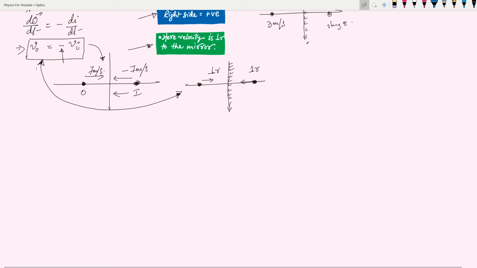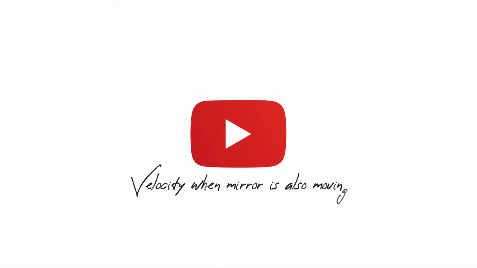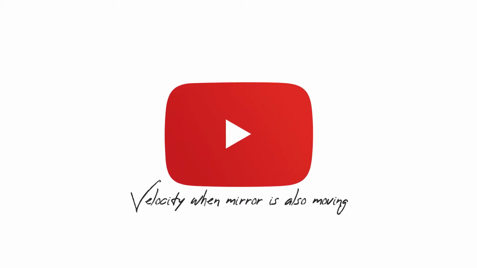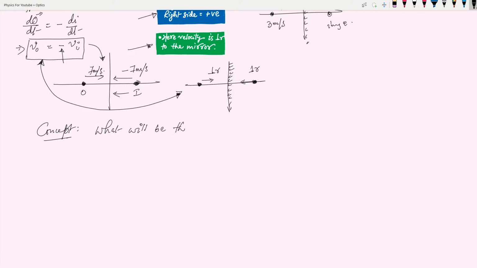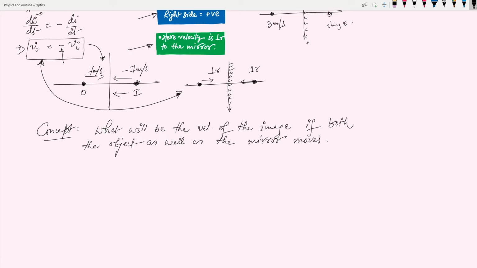Now let's look into the concept that will be asked in exam. So the concept here is, what will be the velocity of the image if both the object as well as the mirror moves. Okay, so in this case what is happening is both the object as well as the mirror will move. Then what will be the velocity of the image? Very important. Now let's understand.